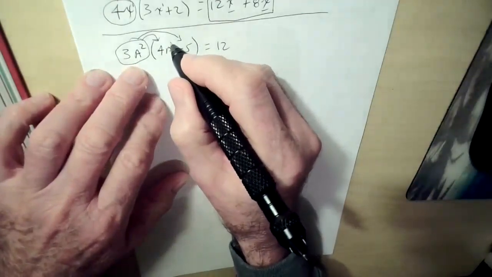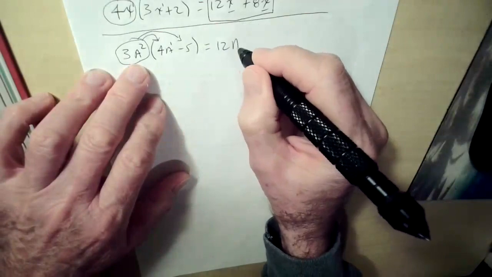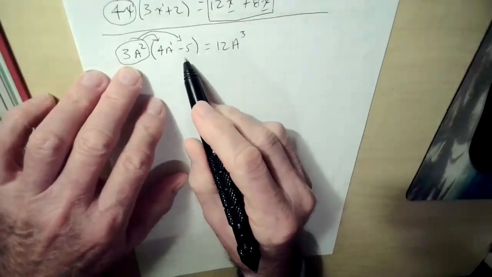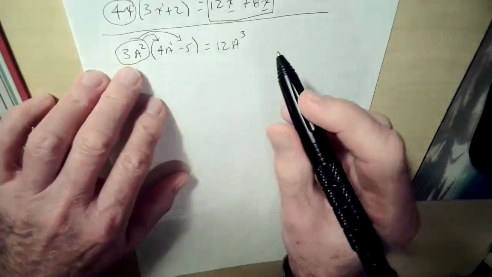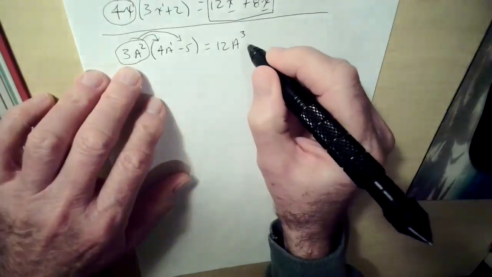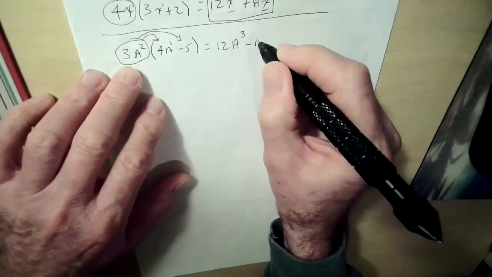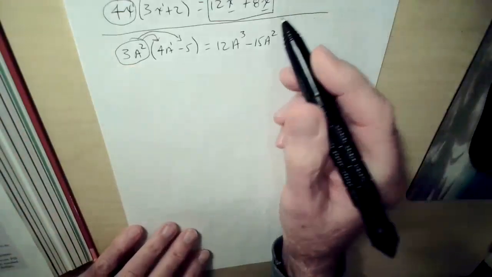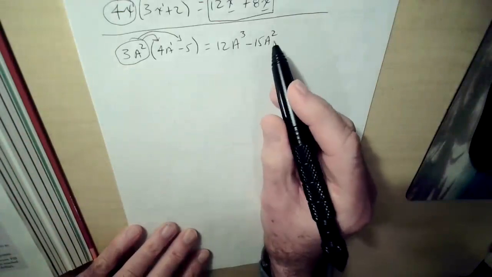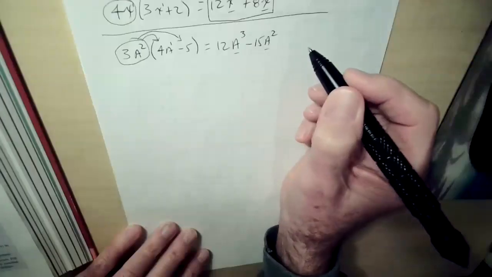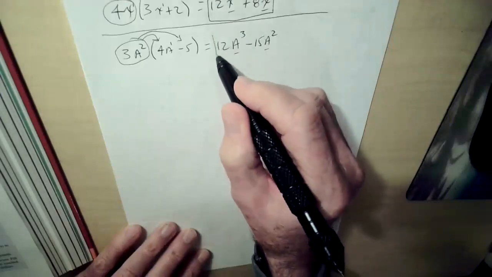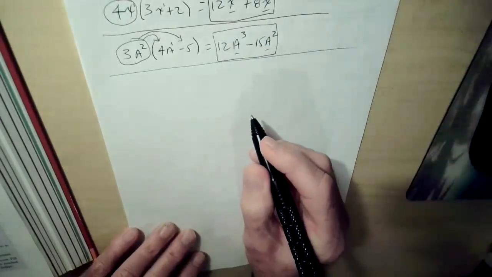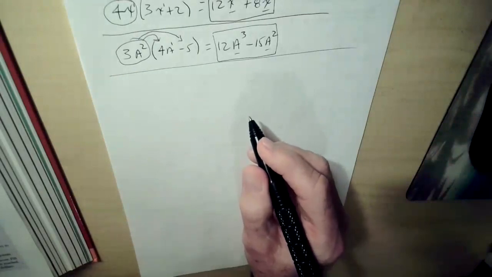A squared times a, remember, with the same base we add the exponents. It's going to be a cubed. And then 3a squared times a negative 5, a positive times a negative is a negative, negative 15a squared. Can we combine these two things? No. The base numbers are the same, but the exponents are different. Right?